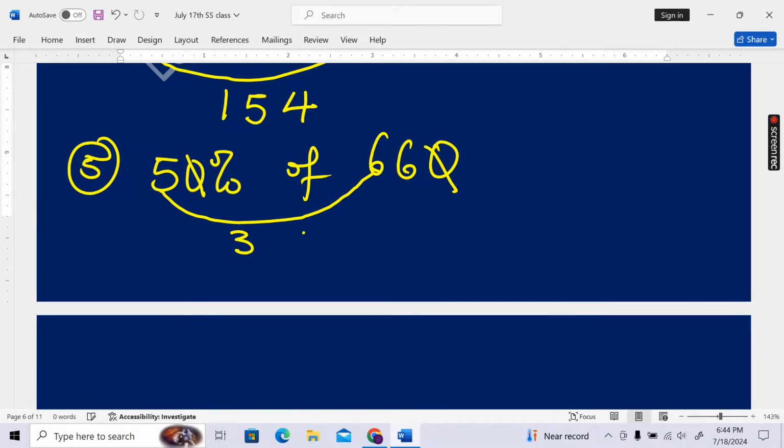Write 3, write 0, giving a space in between. Add 3 and 0 together. That will give you 3. Write it at the middle. So that's the answer. 50% of 660 is equal to 330.